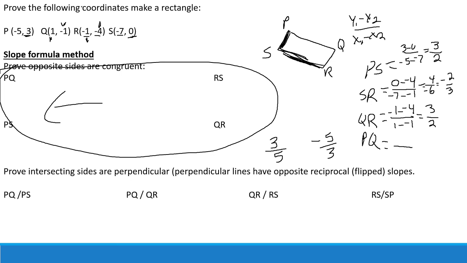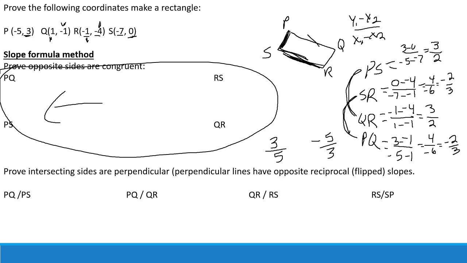So y for p is 3, y for q is negative 1, so 3 minus negative 1. X for p and x for q, so negative 5 minus 1. This would end up being 4 over negative 6, which is going to end up being negative 2/3. And again, this is what I was talking about. You can see that these are the same, and these are the same. And the reason is because it's a parallelogram.